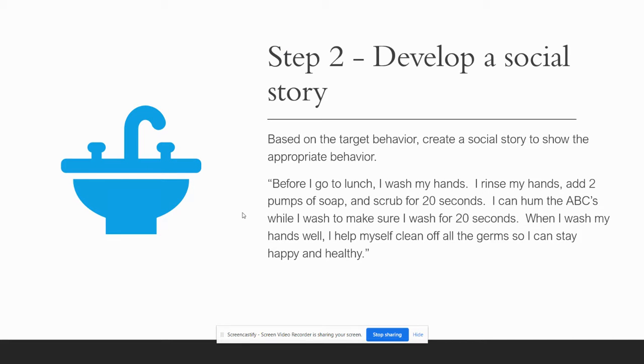So step 2 is you're going to develop a social story. You're going to take that targeted behavior, and then you're going to explain why that's an important thing to do. So for my example here: before I go to lunch, I wash my hands. I rinse my hands, add 2 pumps of soap, and scrub for 20 seconds. I can hum the ABCs while I wash to make sure I wash for 20 seconds. When I wash my hands well, I help myself clean off all the germs so I can stay happy and healthy.